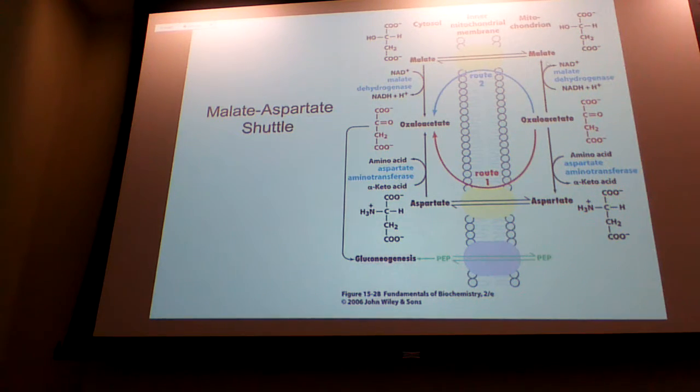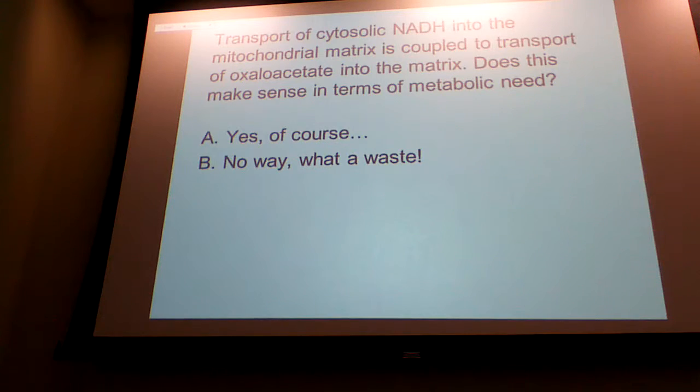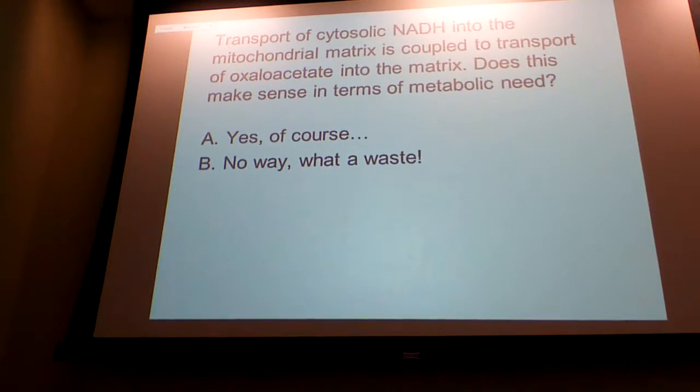And then this can work in a little cycle, because I can turn oxaloacetate into aspartic acid, move it over, turn it back into oxaloacetate, and I can go in a circle which constantly moves those reducing equivalents over into the matrix without any net change in the amount of oxaloacetate I have on either side. So this is kind of a convenient system for moving NADH. Transport of cytosolic NADH into the mitochondrial matrix is coupled to transport of oxaloacetate into the matrix.